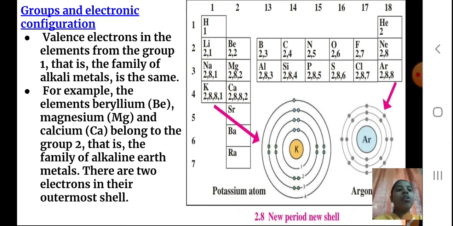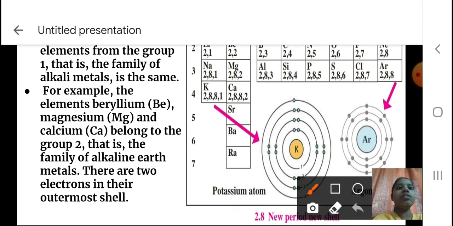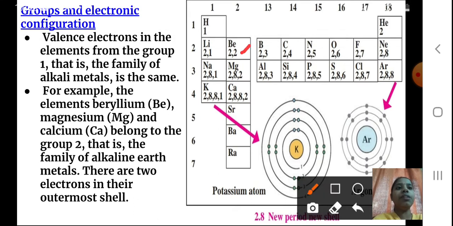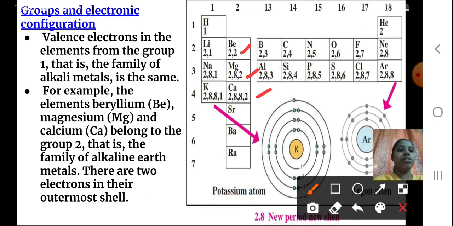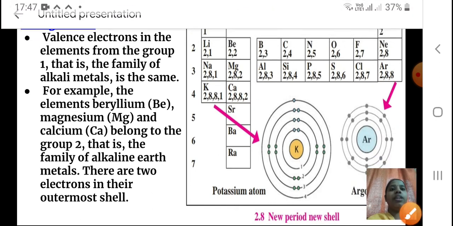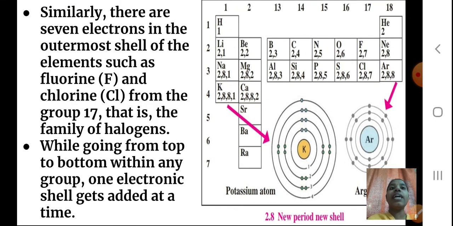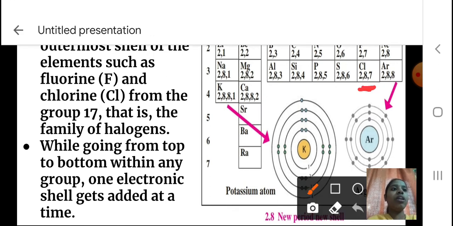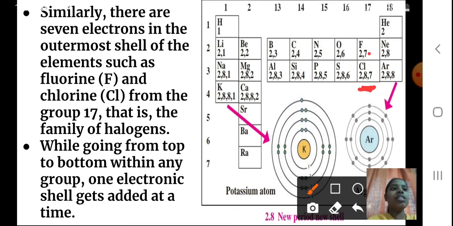There are 2 electrons in their outermost shell. So if you see this table, 2, 2, 2. In the last shell you will see that 2 valence electrons are present. I hope till here it is clear. We will proceed. Similarly, there are 7 electrons in the outermost shell of the elements such as fluorine and chlorine from group 17, that is the family of halogens. So if you see the family of halogens, we are talking about this family. You can see 7, 7, all have 7 electrons.